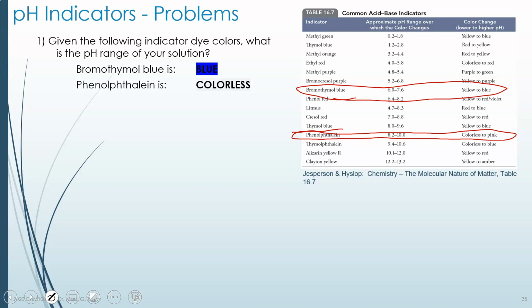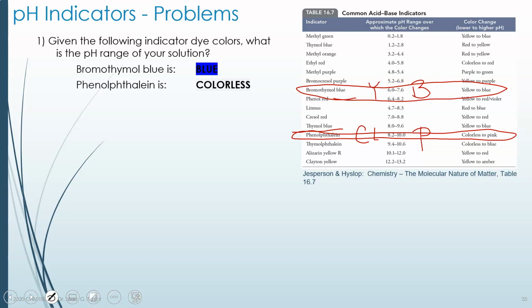Now you'll notice bromothymol blue changes from yellow when it's lower than pH 6, and it changes to blue when it's higher than pH 7.6, and it's somewhere in the middle. Whereas phenolphthalein is colorless, I'll write colorless, CL for colorless, when it's below 8.2, and it's pink when it's above pH 10. And that's how you make this assessment.